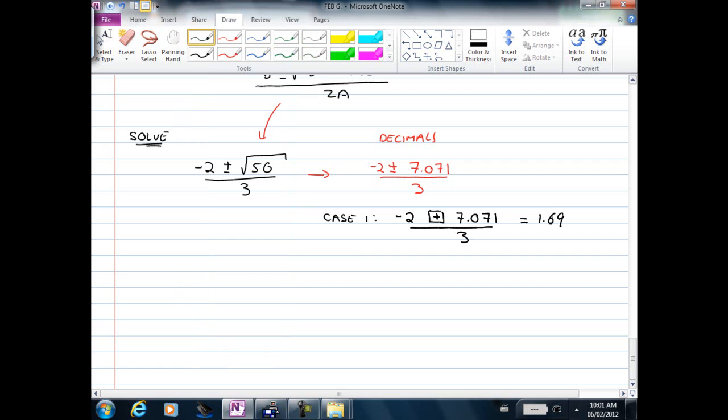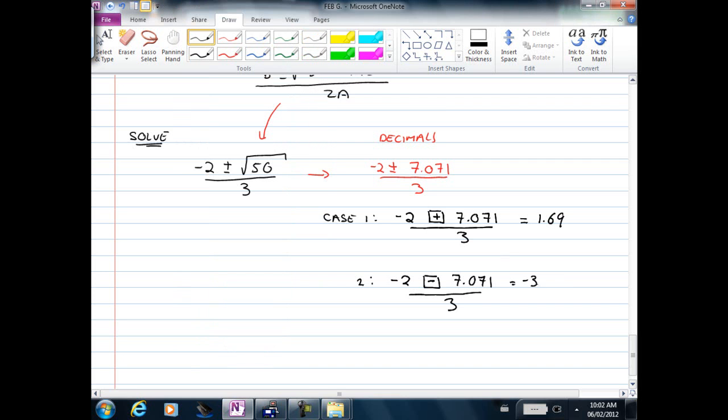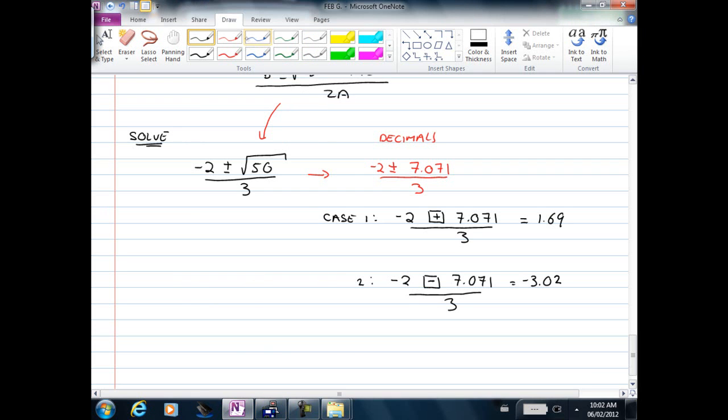I want you to do case 2 now. Same concept, no tricks. I like to write down case 2. Everything stays the same, but look at this box now. It's going to be different. This is going to be minus. Do the exact same thing. So we go -2 minus 7.071 divided by 3, and you have -3.02. Voila. And these are my 2 answers.